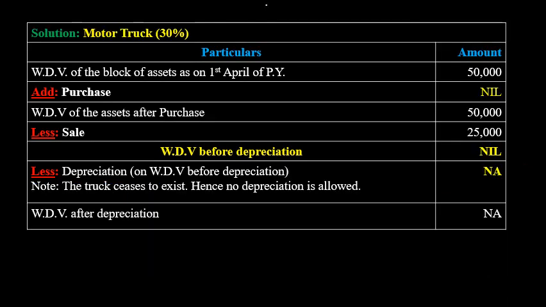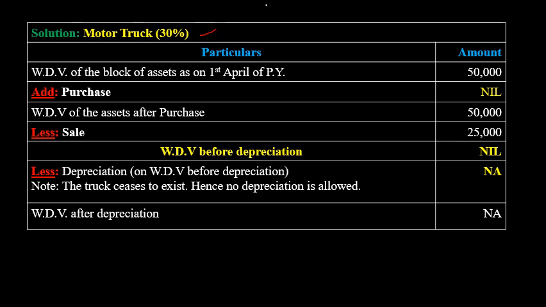The next block of assets is a motor truck, 30% rate of depreciation. The written down value as on 1st April of the previous year is 50,000. There are no purchases in the previous year under the category of motor truck. So written down value after purchase is 50,000, and there is a sale of rupees 25,000. The truck was sold in the previous year for rupees 25,000, and written down value before depreciation is considered as nil, because there is no existing asset. The asset is not with the owner.